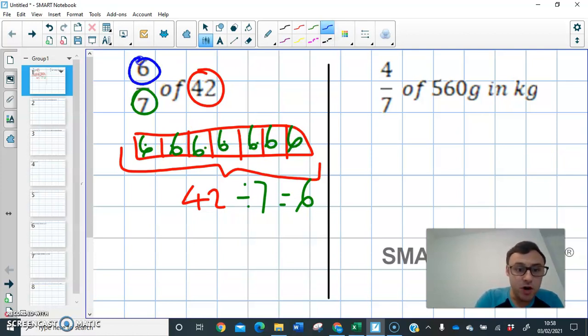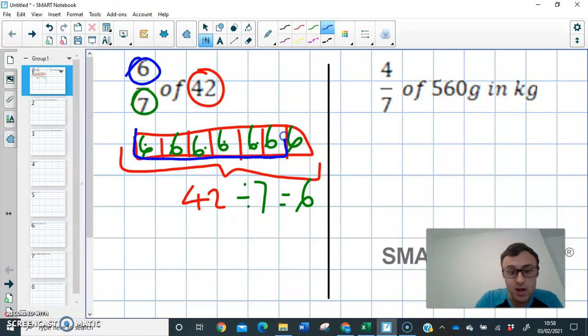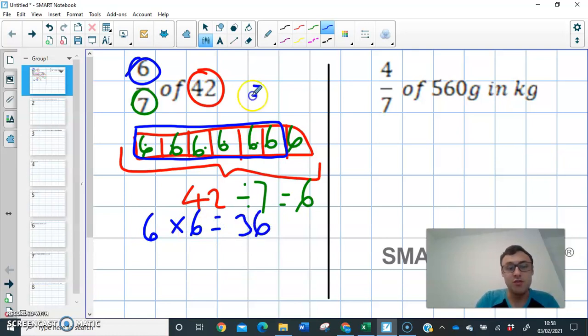The question wants me to find out what 6 groups of them are then. So I need to add up 6 times, or do 6 times 6, which is 36. So 6/7 of 42 would be 36.